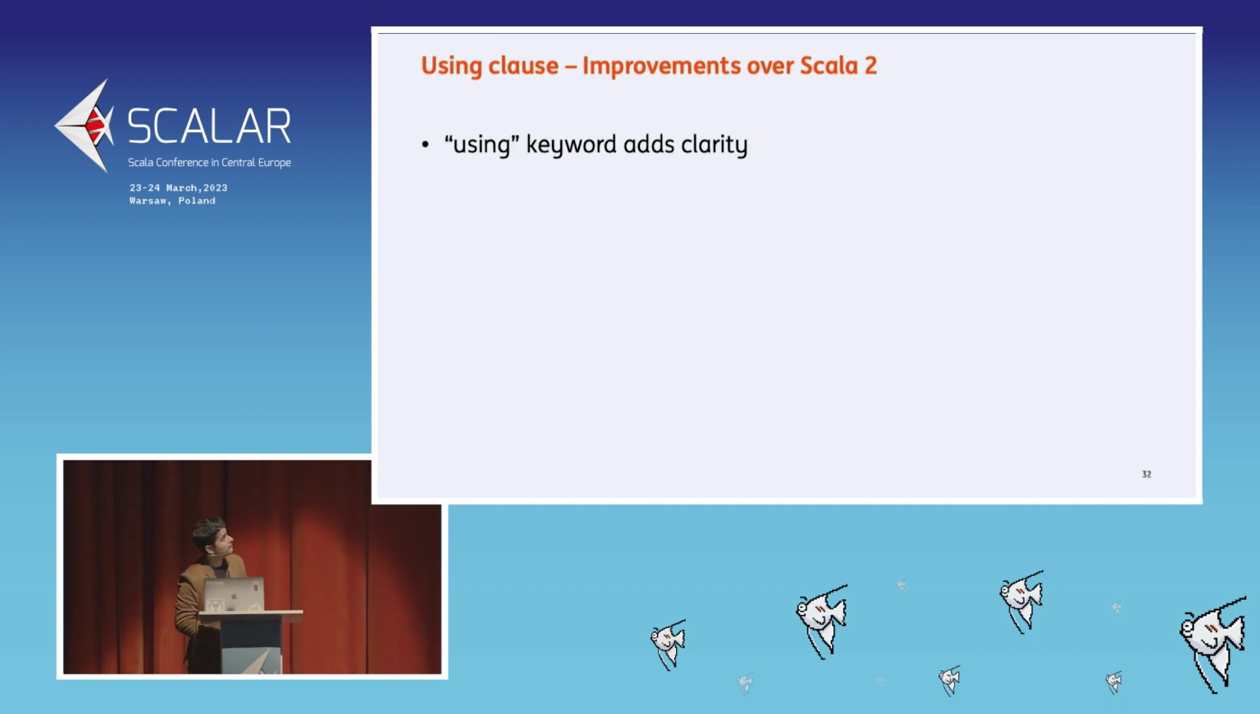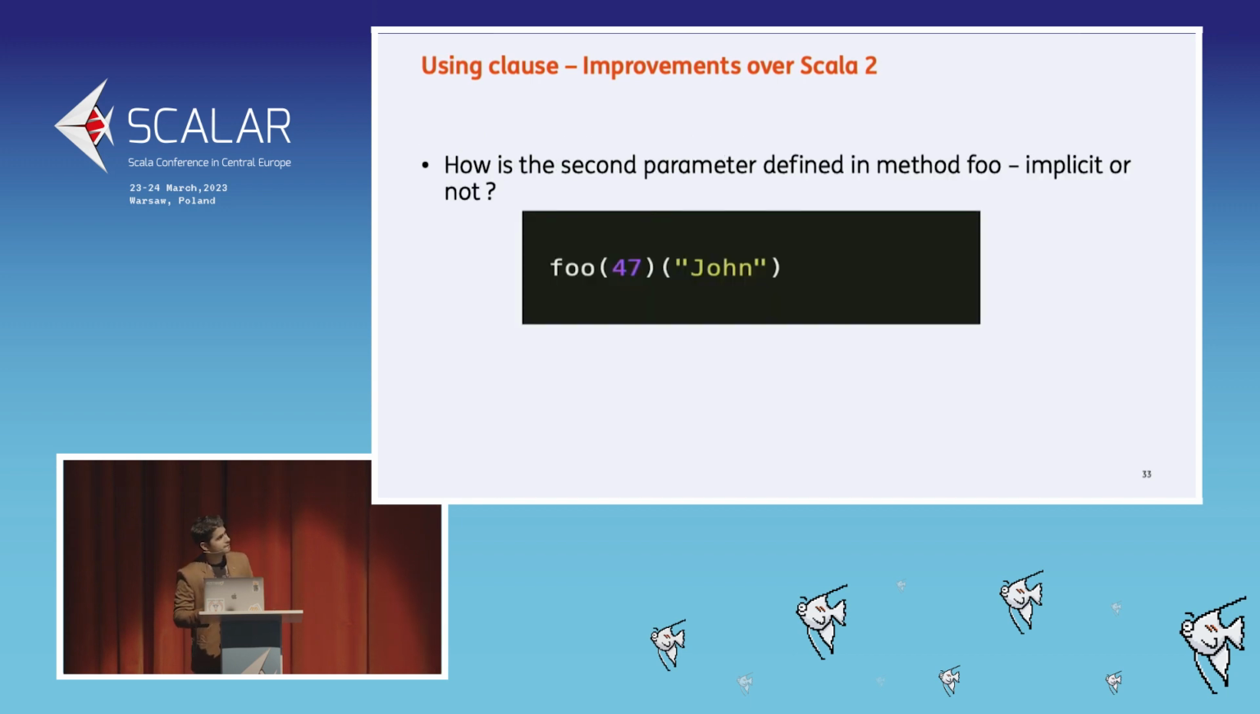The other big advantage of using clause over implicit parameter is in terms of clarity. In Scala 2, implicit parameters had some unclarity, and here is an example of that. If you look at this method foo, I'm passing it 2 parameters, integer and a string. And the question is, how is the second parameter defined in this method? Is it an implicit or is it not an implicit?